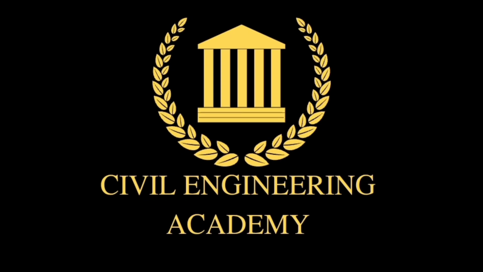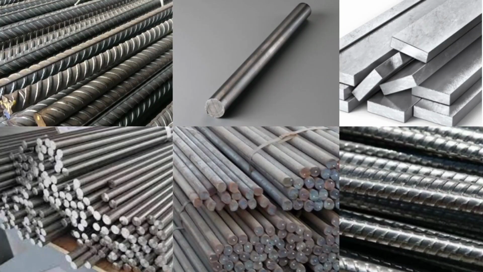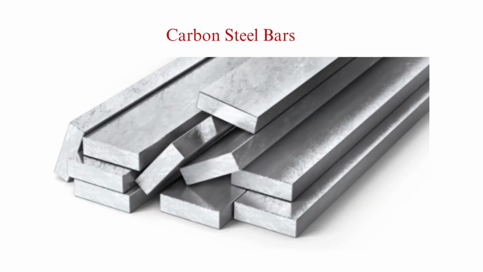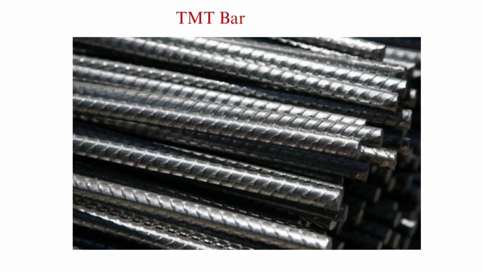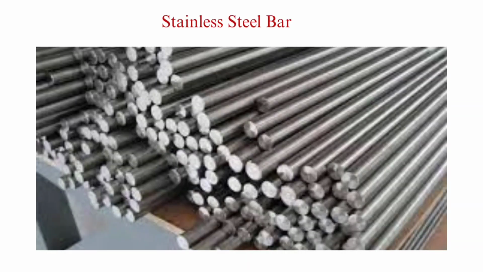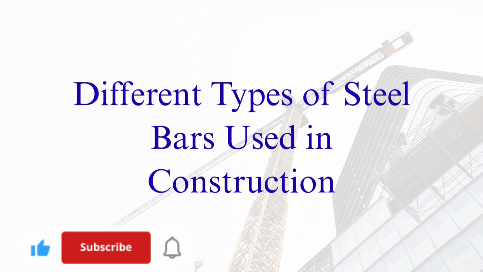Today we are going to talk about one of the most important materials used in construction, that is steel. But did you know that there isn't just one type of steel? There are different types of steel like mild steel, stainless steel, high carbon steel, and each one is used for different purposes. In this video we will learn about all these types, their properties and where they are used, in a very simple and easy to understand way.